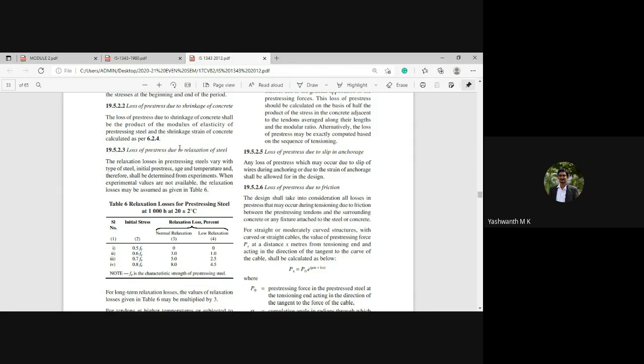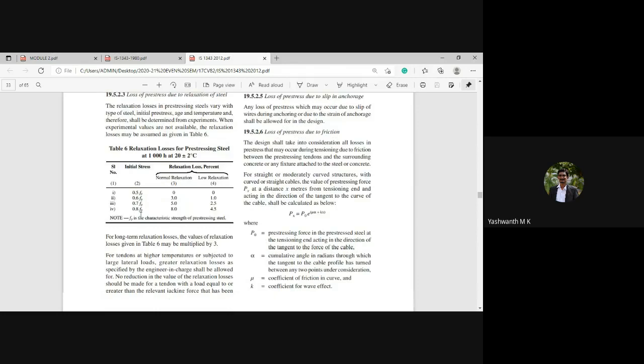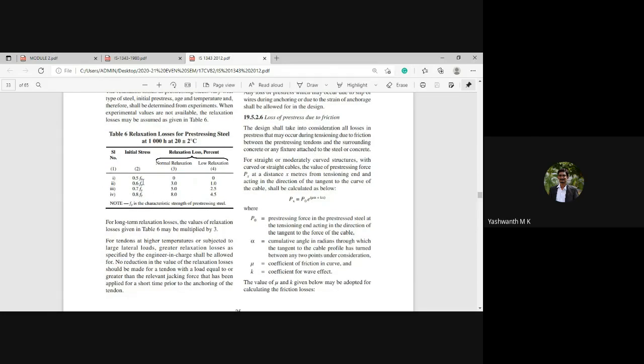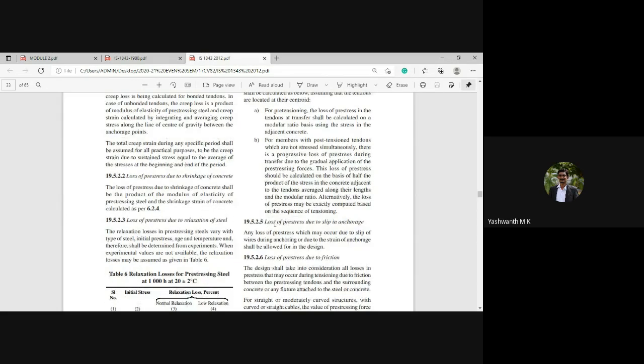See here, in the problem, if they are not going to mention the relaxation loss in percentages, as I stated, the relaxation losses they mention in percentage. If they are not going to mention anything, then we can calculate the relaxation loss based upon this formula. You can see it. So based upon Table 6, you can calculate the relaxation losses. Is it clear? Next, we'll move on to the loss of pre-stress due to slip in anchorage.